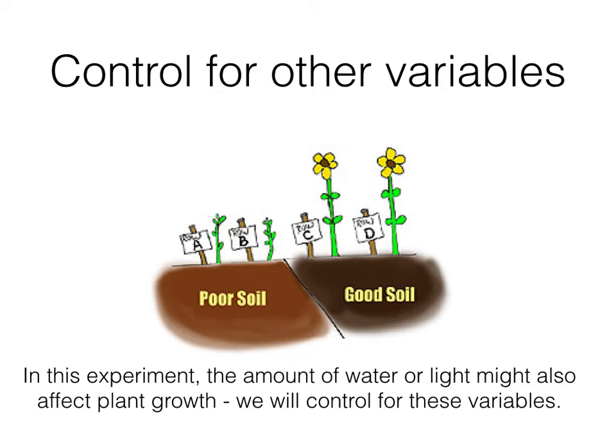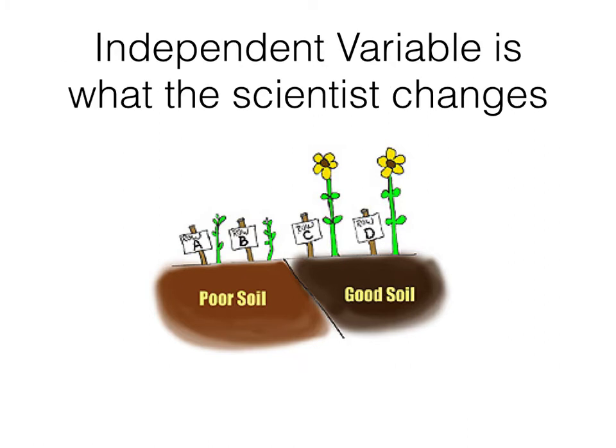For this reason, scientists try hard to control experiments by only changing or manipulating one variable at a time. The variable that they change is called the independent variable. In this case, it's the quality of the soil. The variables that are not changing are held constant. These are also referred to as control or controlled variables.